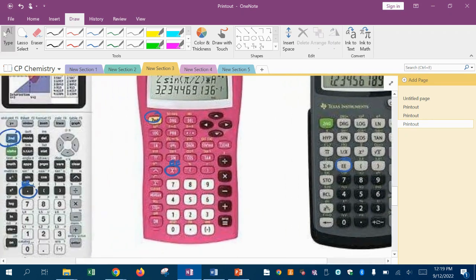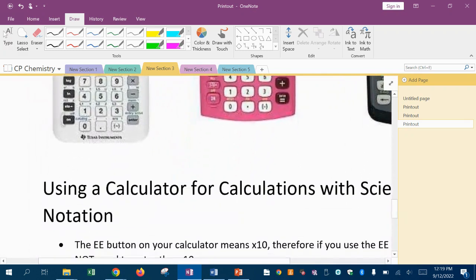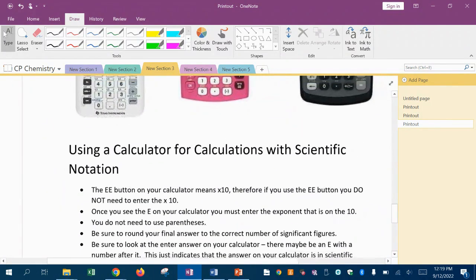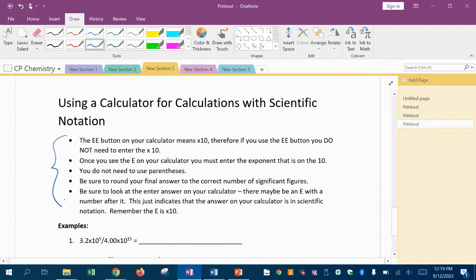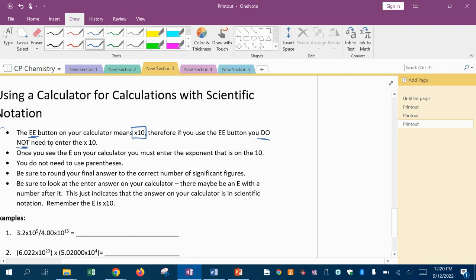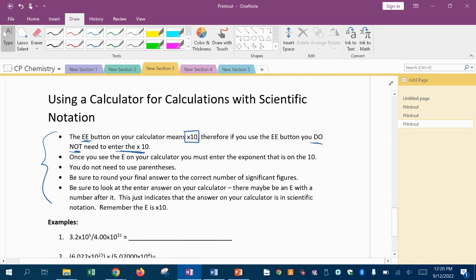Okay, so let's try to enter some of these into our calculator correctly. So I've given you directions right up here how to do it. So notice it's the EE button on the calculator. That EE, when you hit it, it means times 10. So you already have the times 10. So that means you do not need to enter the times 10. So don't do that. That's where students make mistakes and it gives you the wrong answer.